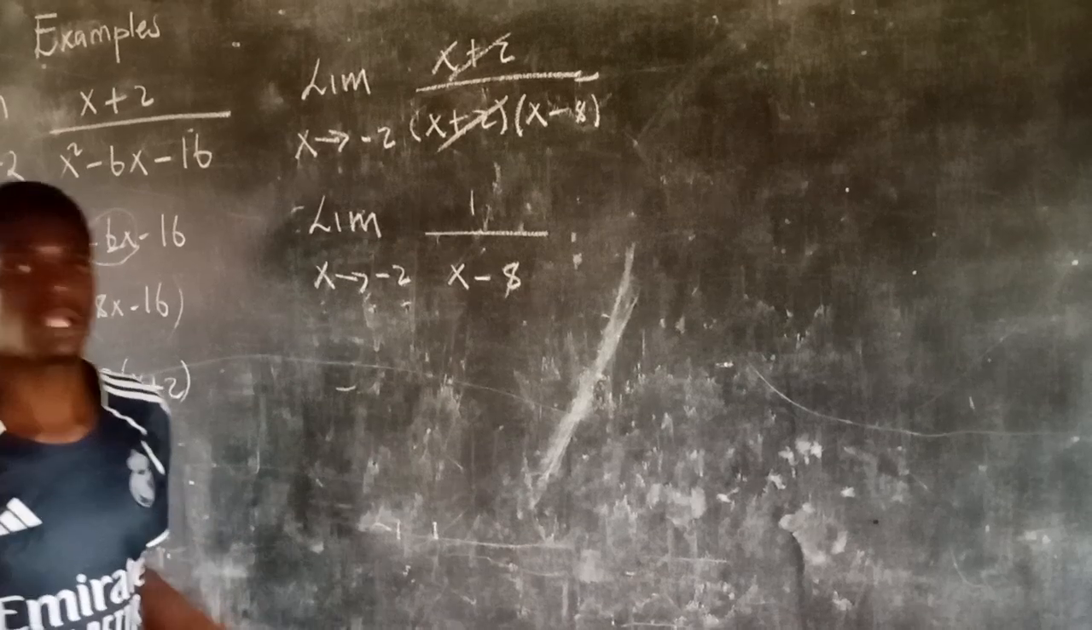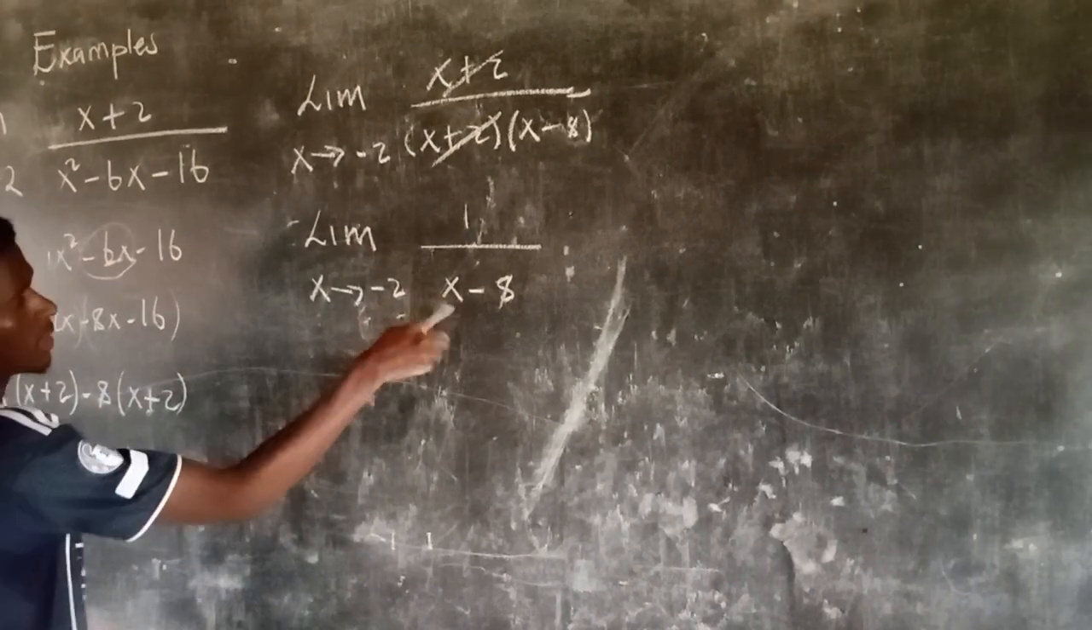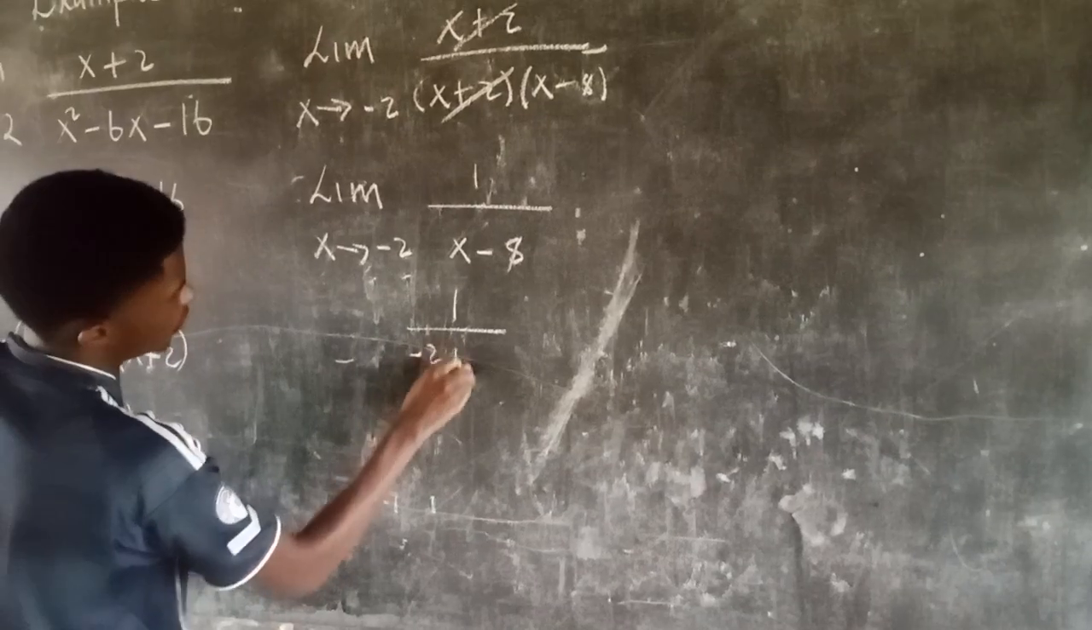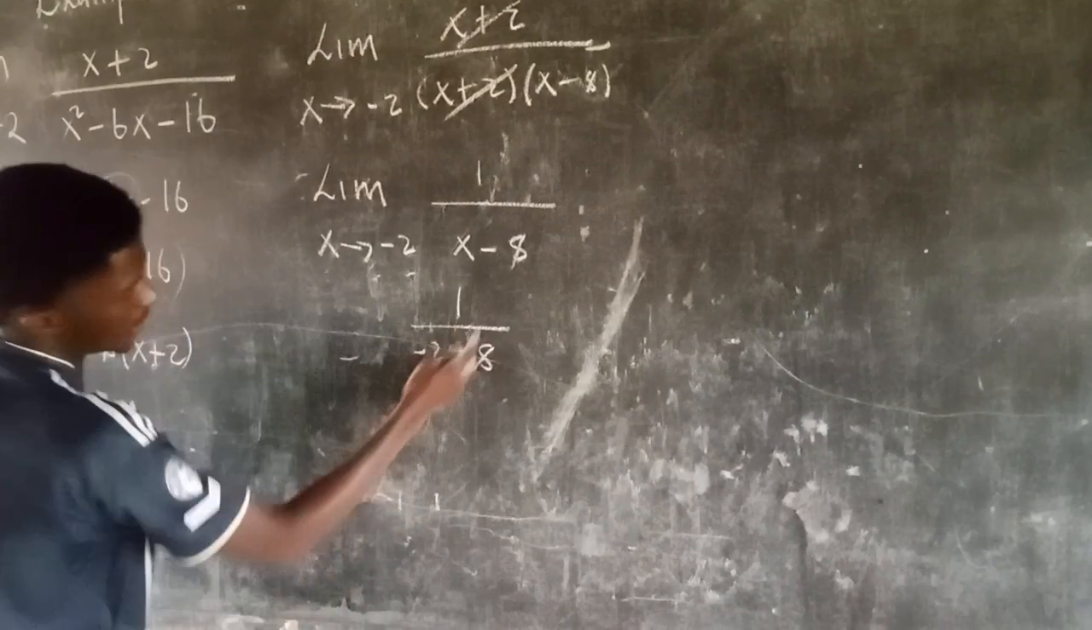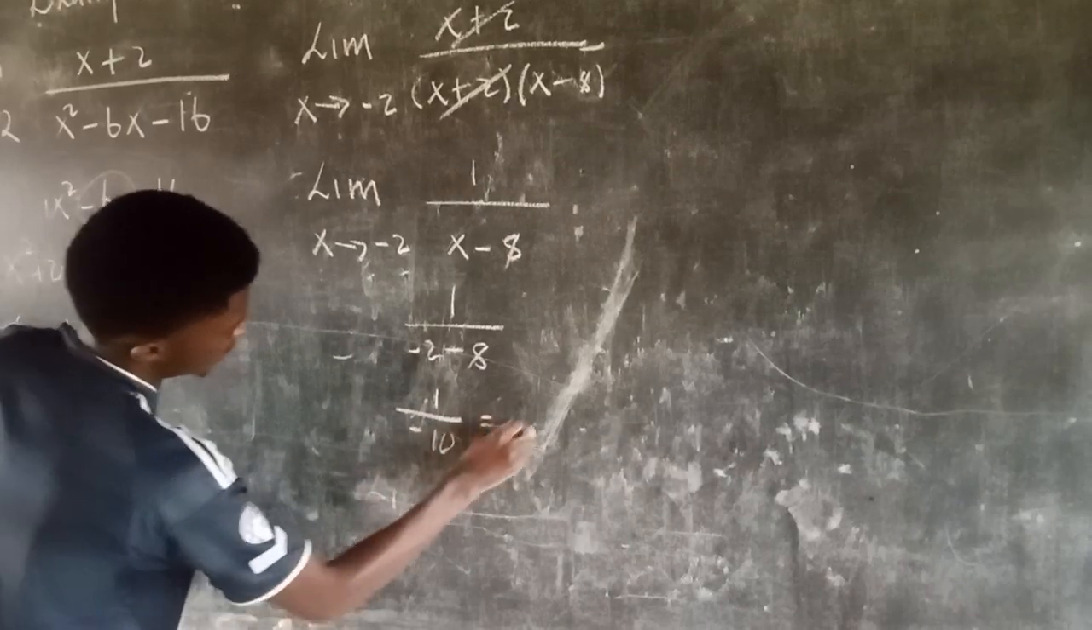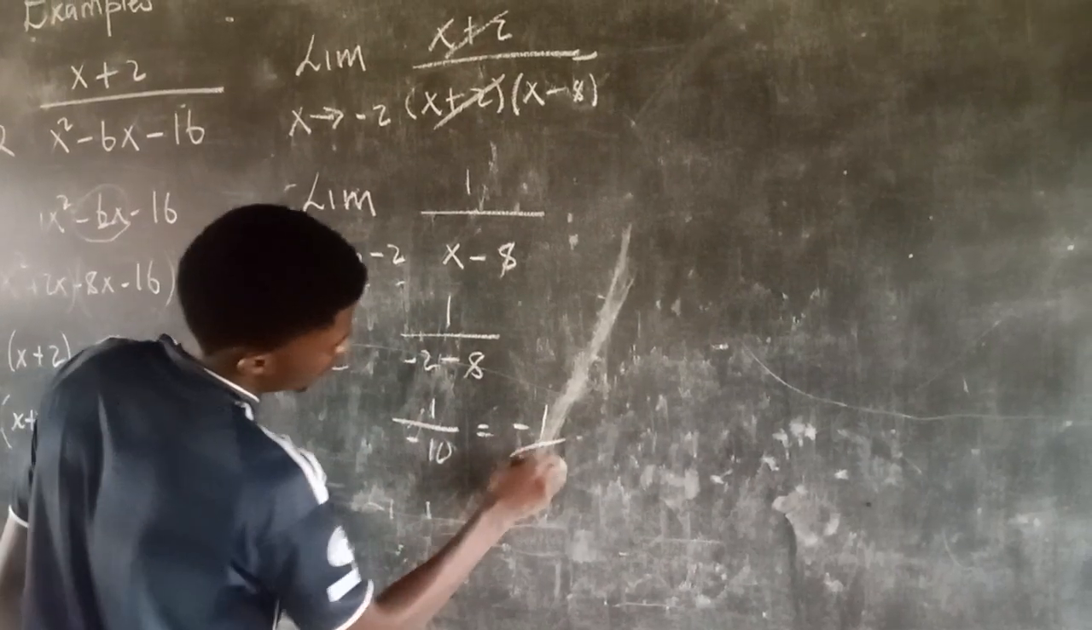And then where you reached, you can't simplify further, so you do your direct substitution. Where there is x, you substitute the value of x, which will give us 1 over negative 2 minus 8, giving us 1 over negative 10, which is just equal to negative 1 over 10.